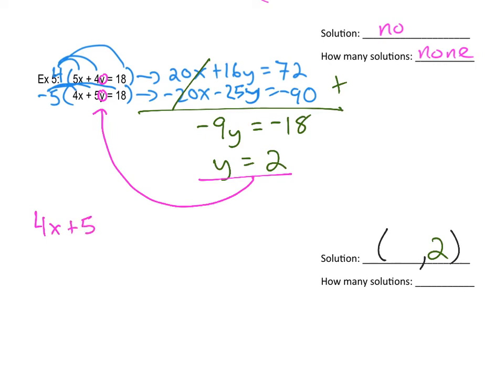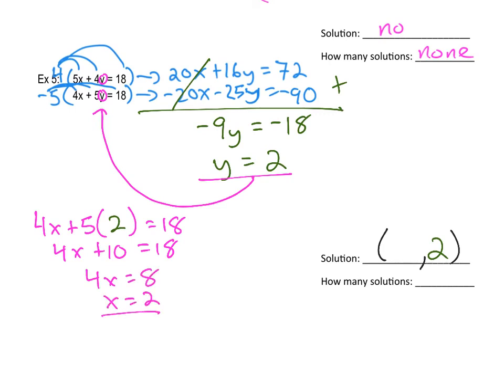4x plus 5 times 2, the y value, equals 18. Simplify, that becomes 4x plus 10 equals 18. Subtract 10 from both sides, and then divide by 4 to get the other answer, 2. So 2 is our x value. Again, when we have a solution of a coordinate, an xy solution, it always means we have one point of intersection. All right, may the math be with you.